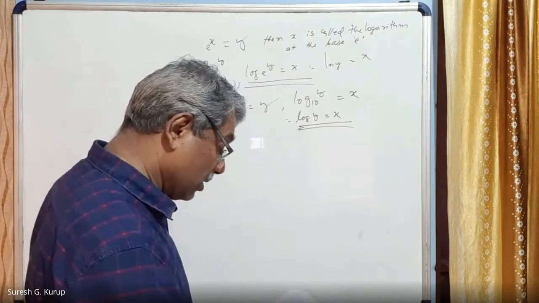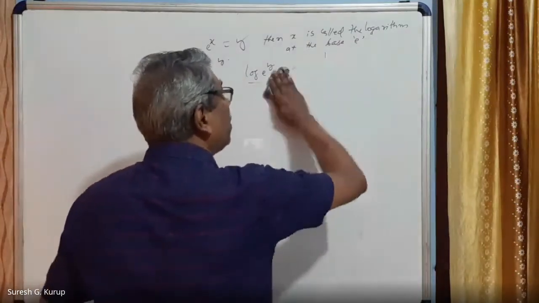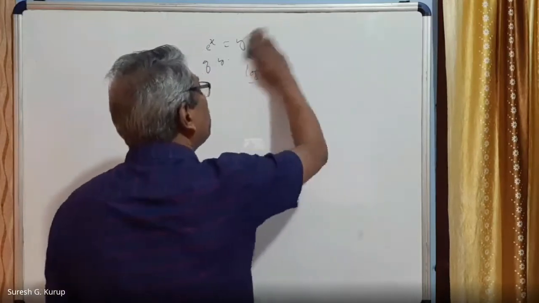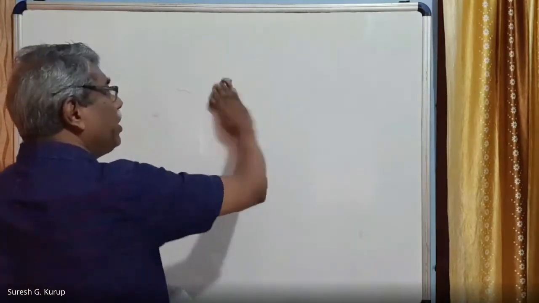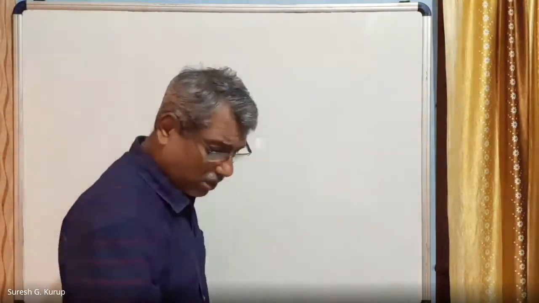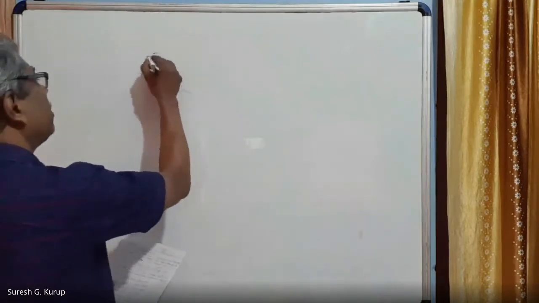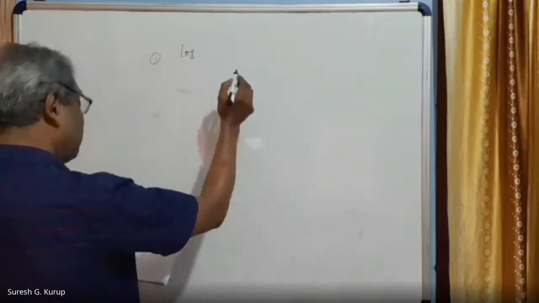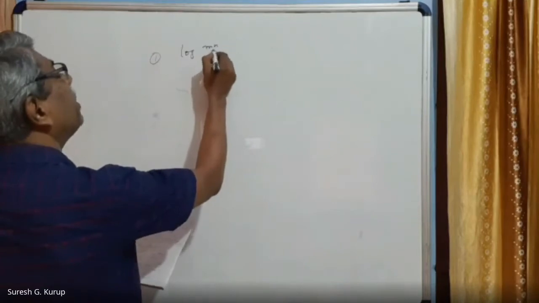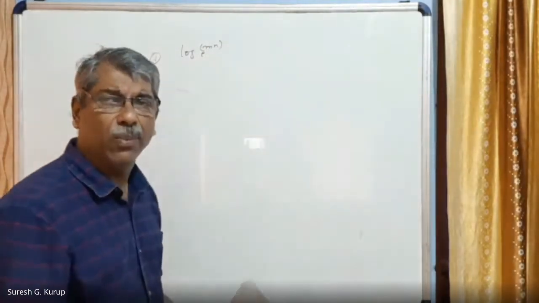Next are some rules for logarithms. Logarithmic formulae, I am going to tell you. Some logarithmic formulae that we also need in physics. Don't forget these things because these are very, very useful. Rule number 1 is log of mn. mn means the product of something, xy also can be, no problem.